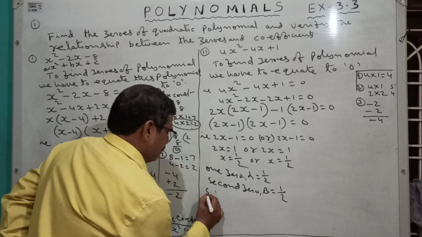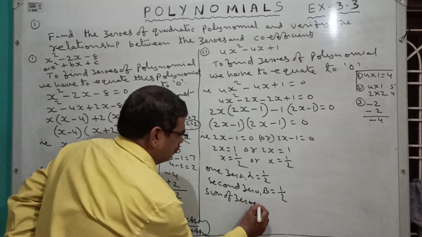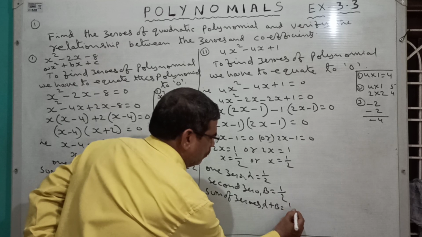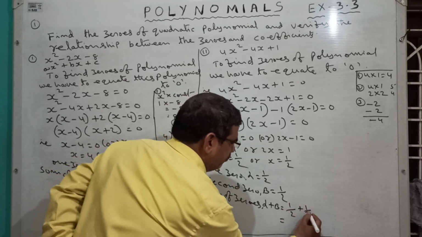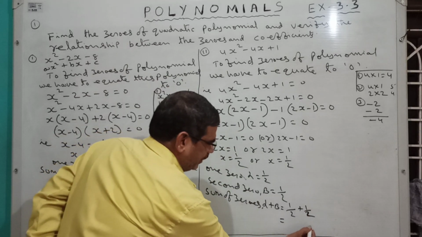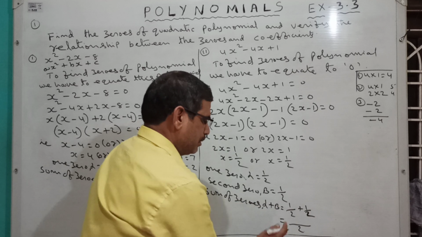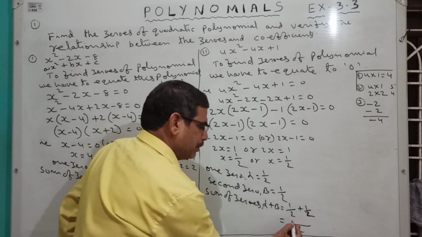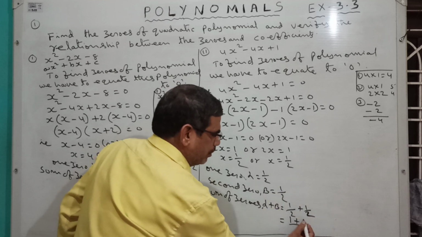So the sum of zeros, alpha plus beta, is equal to 1 by 2 plus 1 by 2. What answer will come? Here the denominator is the same. Write that number, 1 plus 1. So 2. 1 into 1, 1; 2 ones are 2; 1 into 1, 1.